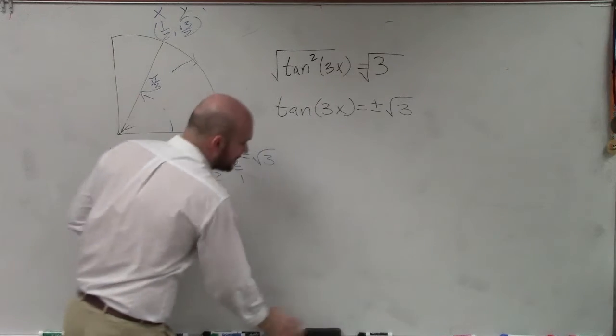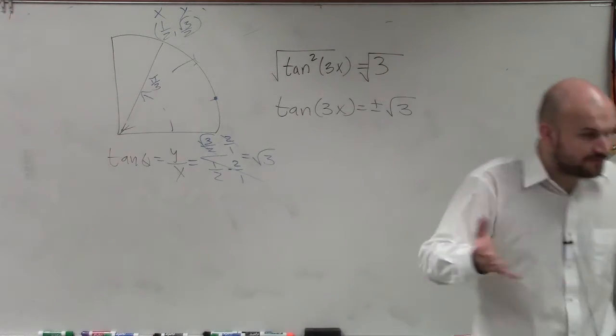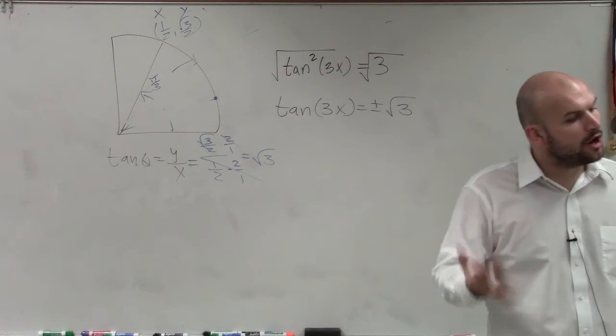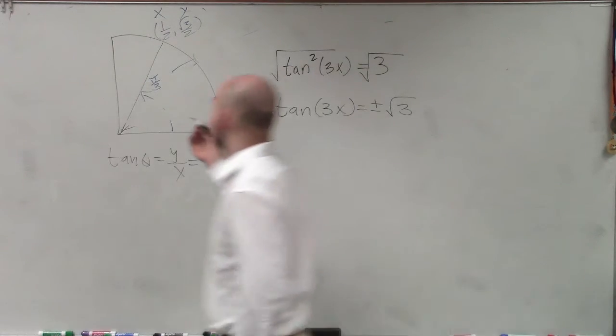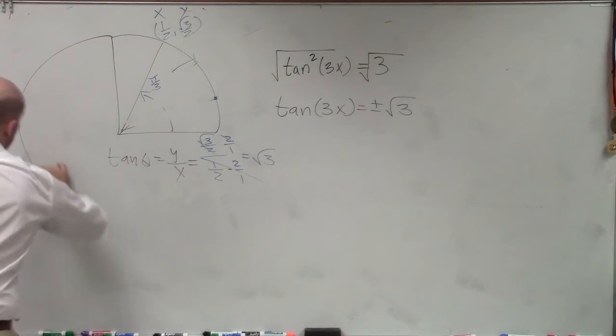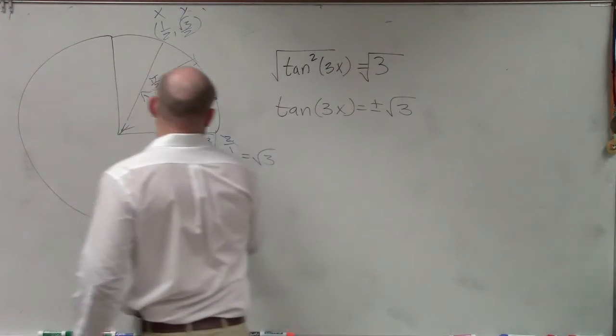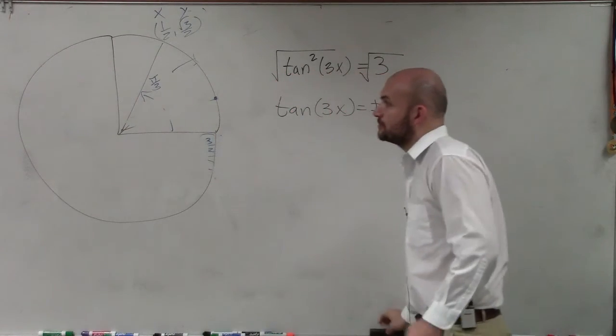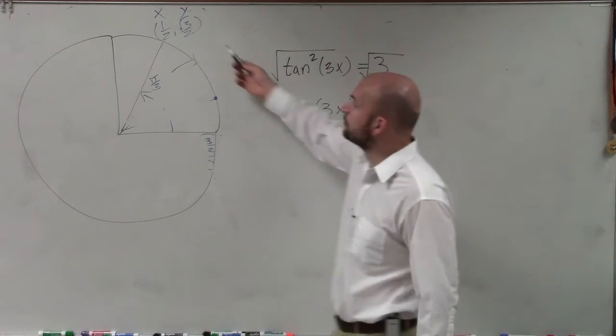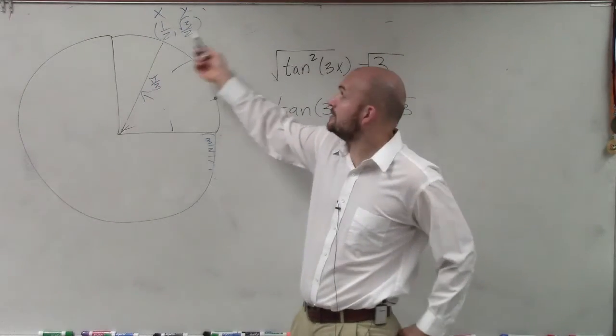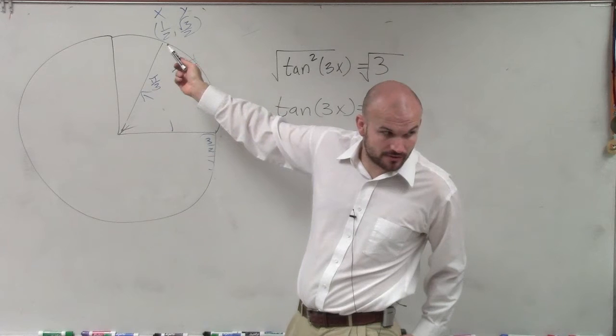All right, and now what I'm going to have to do is, that's for the positive square root of 3. But what are all the solutions between 0 and 2 pi? So to do that, I complete my unit circle. So now I have my unit circle completed. I say, all right, well, where is this other point where the x coordinate's 1/2 and the y coordinate's the square root of 3 over 2?